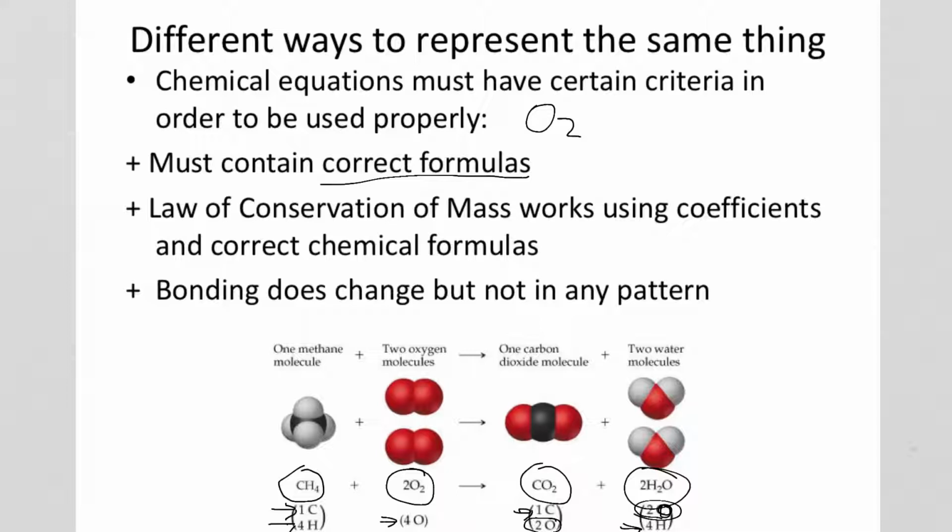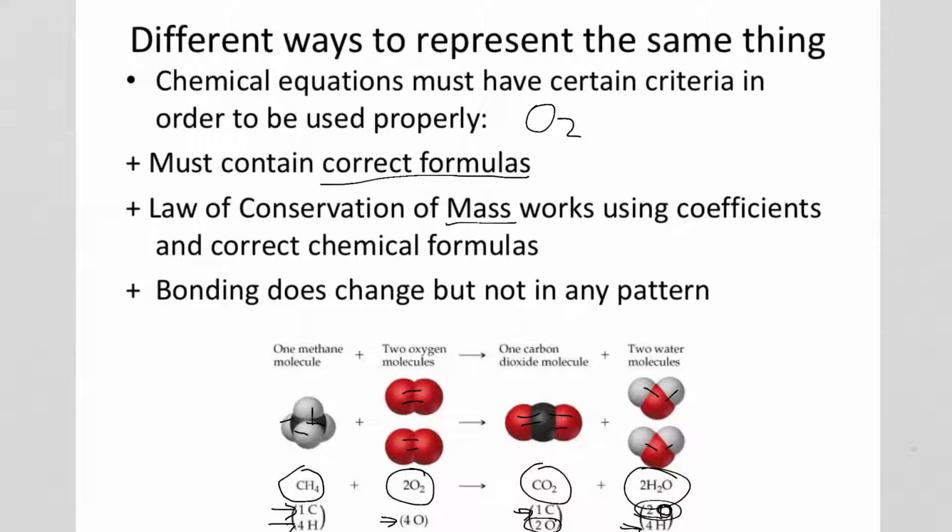And so we can't spend all day counting atoms, so we'll often take a mass approach, hence the law of conservation of mass. Bonding does change, but not in any kind of pattern. As we see, we have single bonds here in the methane. These are double bonded. This becomes now double bonded with a carbon. It doesn't mean because it was double bonded before it's going to make double bonds over here. There's no connection with that at all. As we see double bonds here, and then of course single bonds from our water.